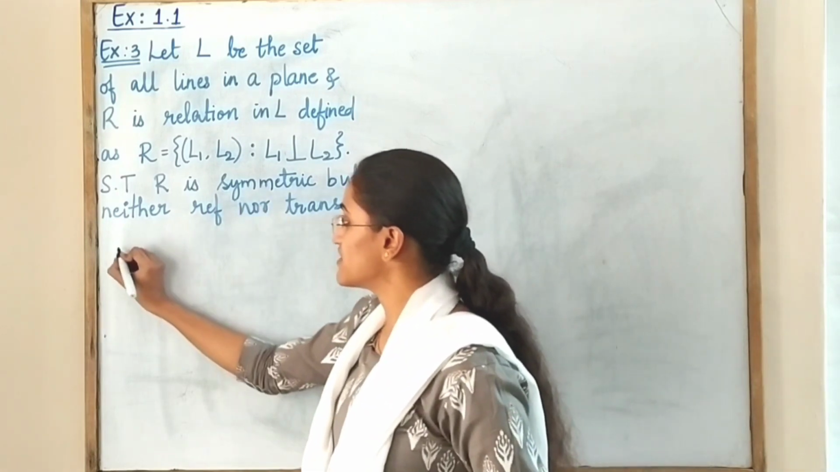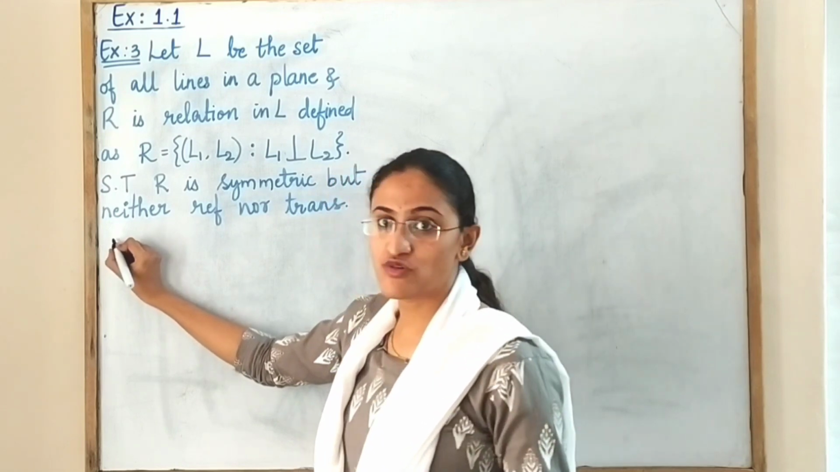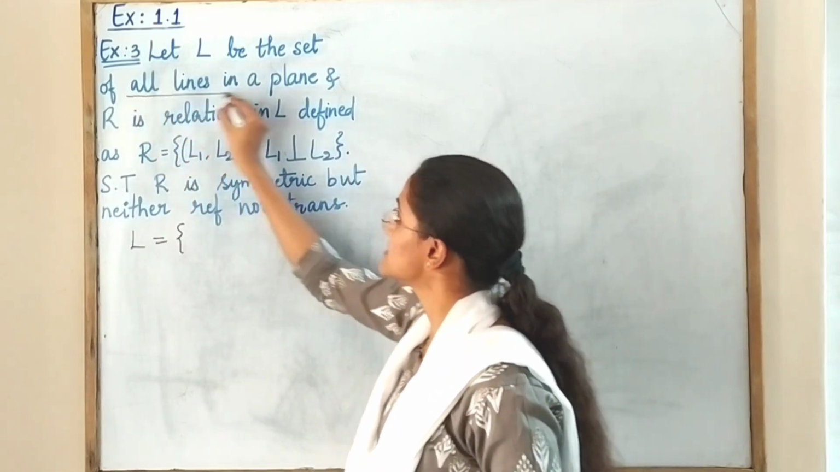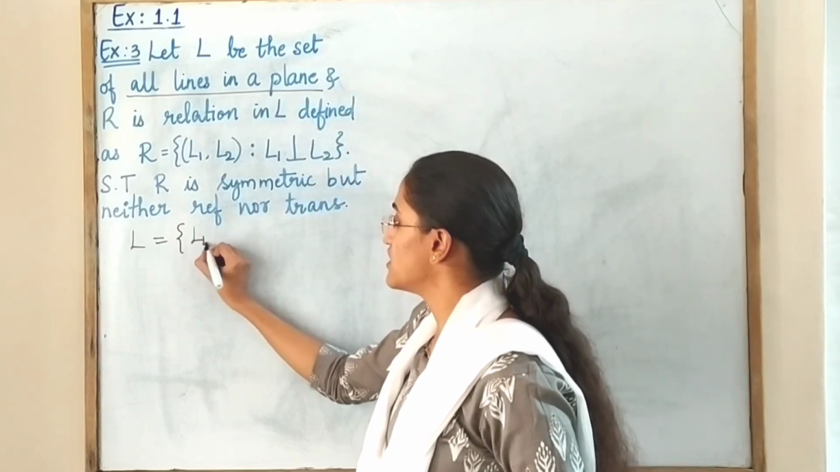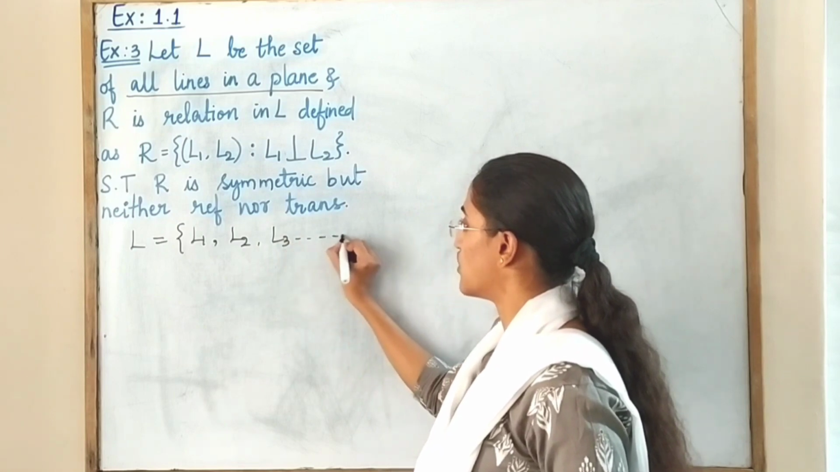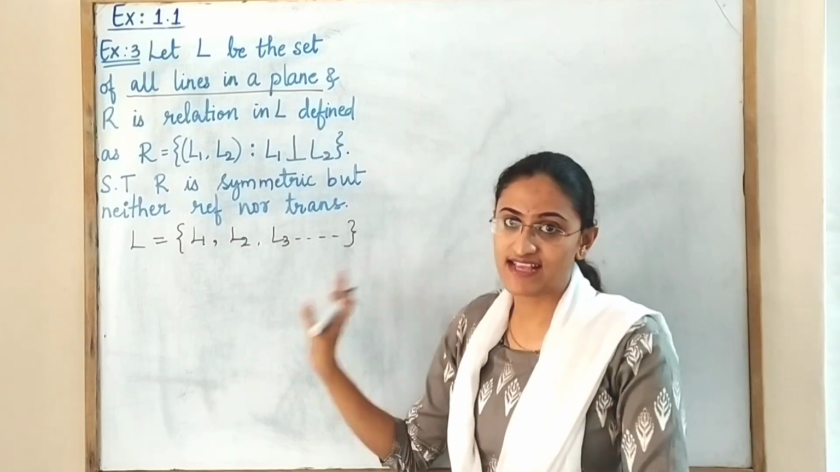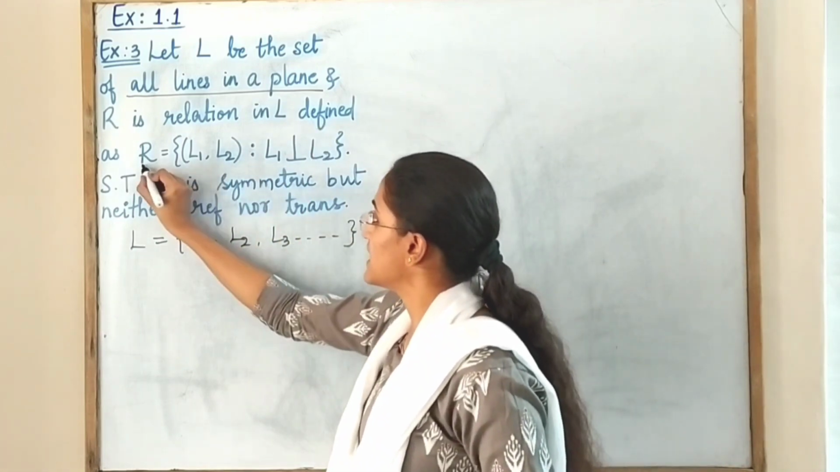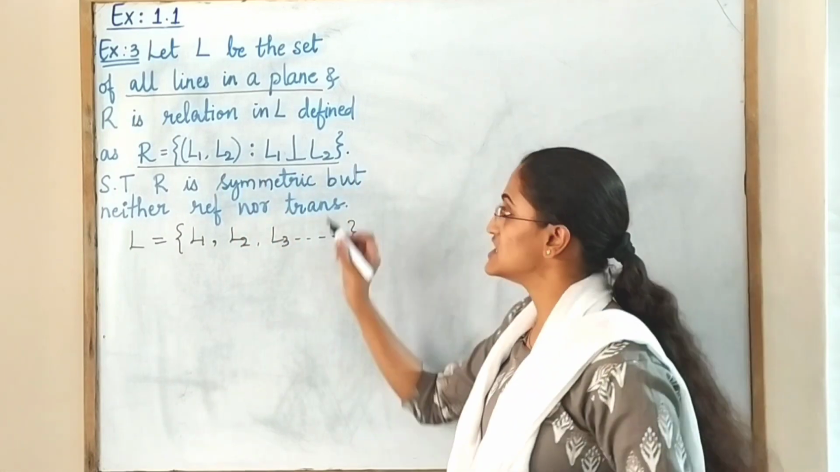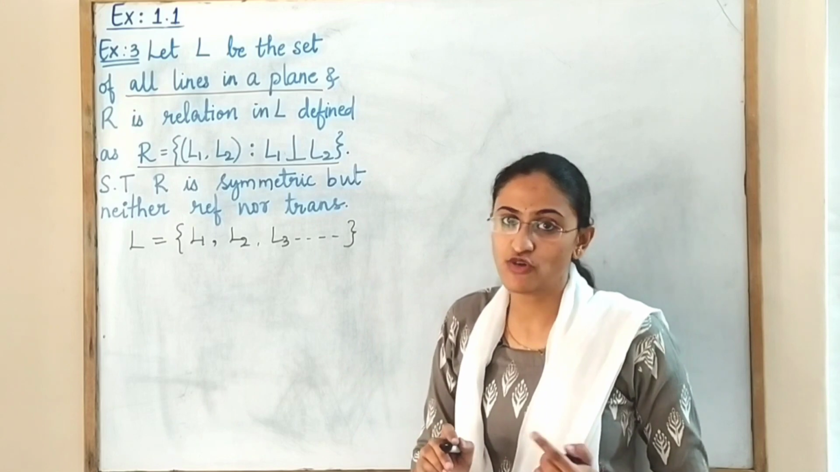Now, starting with the first one, you know that L is the set of all lines in a plane. We can denote the lines as L1, L2, L3, and so on, the set of all lines in a plane. Now, the relation R is given as ordered pairs that should satisfy the condition L1 perpendicular to L2.